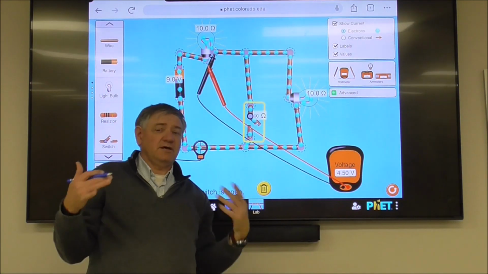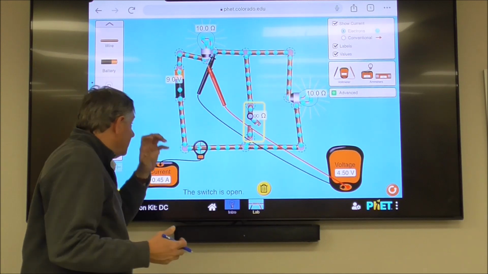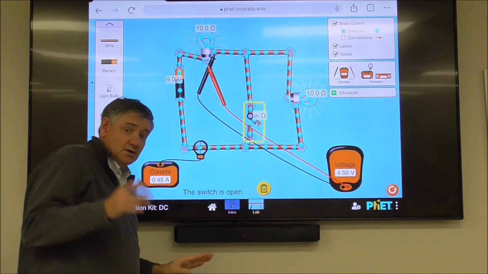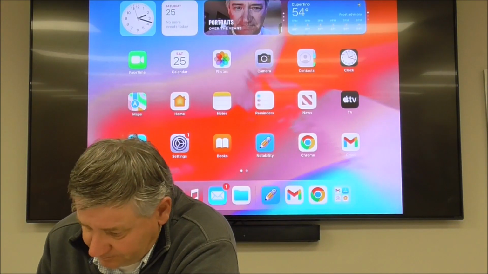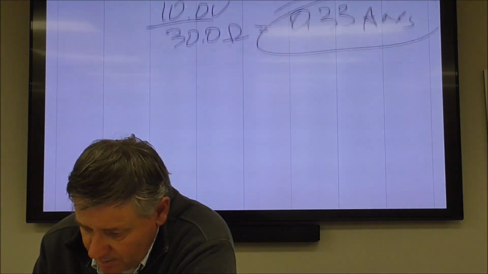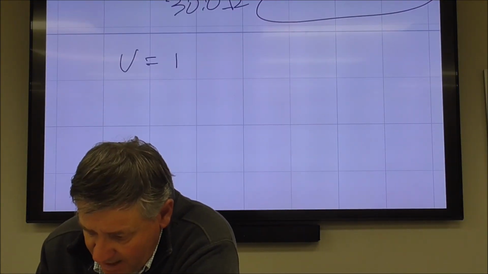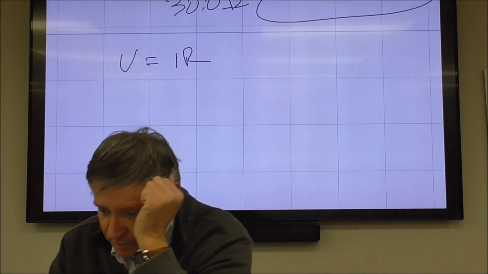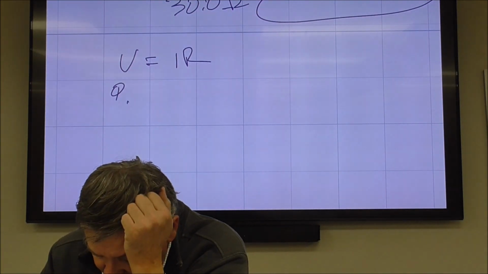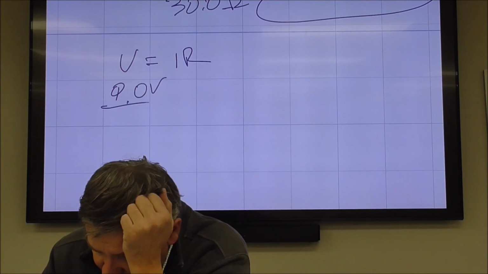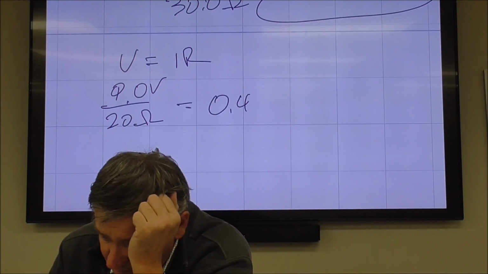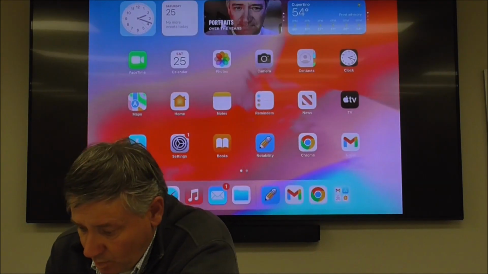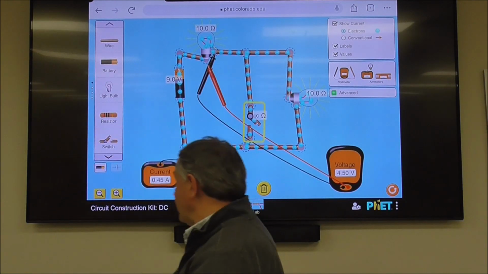Add these together, that's an equivalence of 20 ohms. So I've got a 9-volt battery. If you VER it up, that's like having, because they're two 10s, that's like having 20. So if you take that 9-volt battery and divide it by 20 ohms, you get 0.45 amps, okay? And that matches with what the program has.